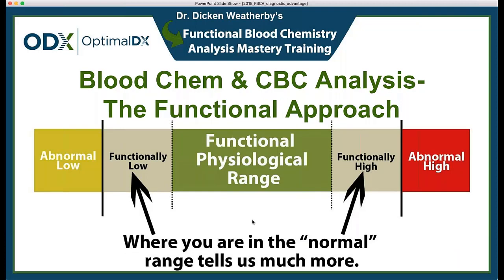A functional approach is oriented around changes in physiology. That's why I'm a big student of physiology. We're not looking at normal populations. This results in what we call tighter functional physiological ranges. And this allows us to evaluate this area that's still within, quote unquote, the normal, but outside of the physiological functional range. And this tells us a lot.